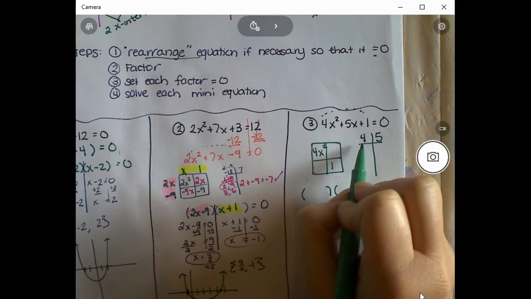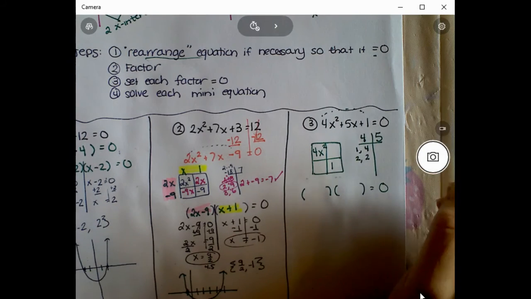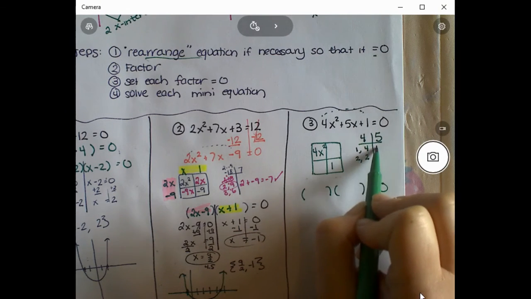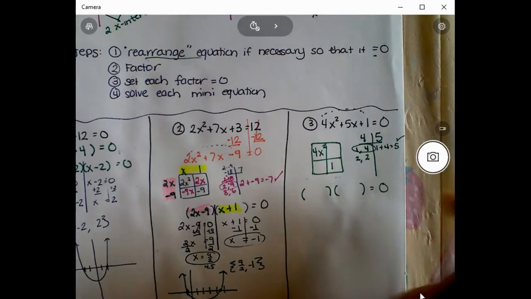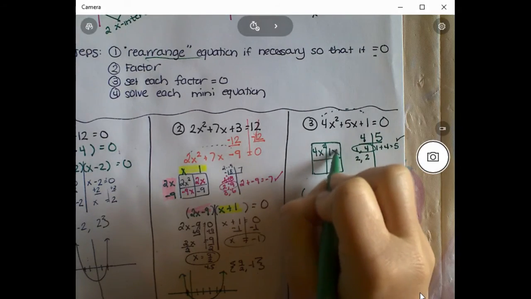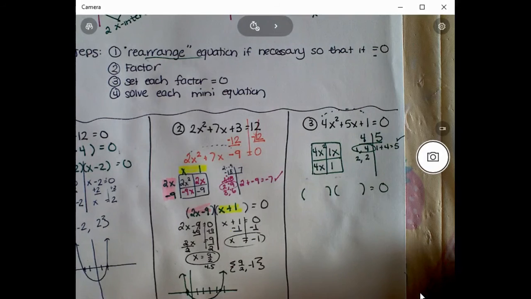The factors of 4: 1 and 4, 2 and 2. Which pair of these will add up to 5? 1 plus 4 equals 5. That's the one. Okay, we're going to take this 1 and do 1x, 4, 4x.